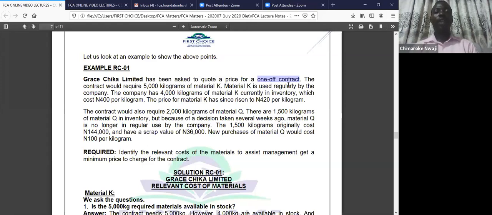Now, the contract will require 5,000 kilograms of material K. Material K is used regularly by the company. The company has 4,000 kg of material currently in inventory, which costs 400 naira per kilogram.